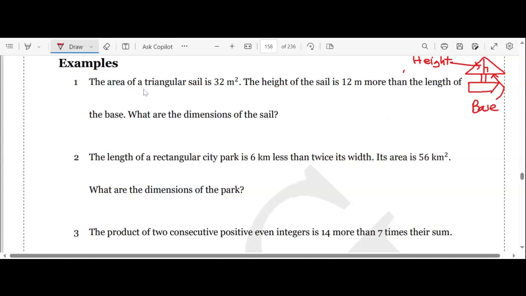It's a triangle. What is the area of a triangle? Half base times height. What is the area here? 32. The height of the sail is 12 meters more than the length of the base. What is the dimension of the sail? What does dimension mean? He's looking for the height and the base.